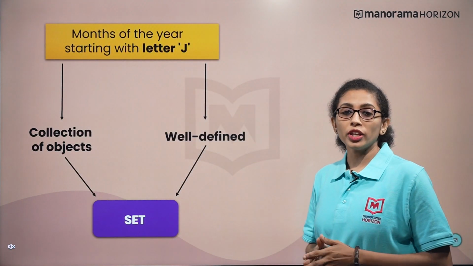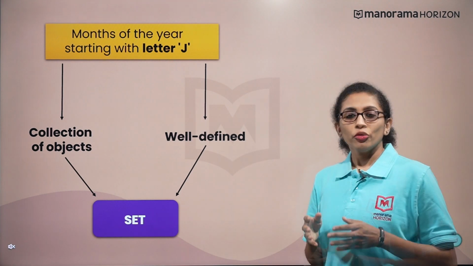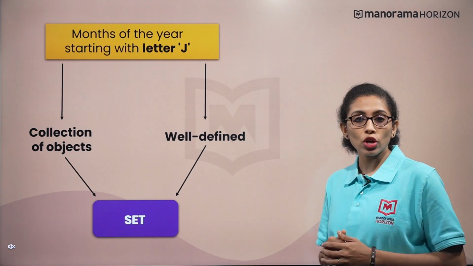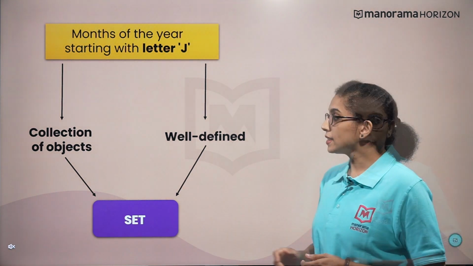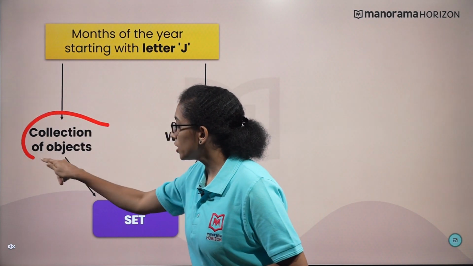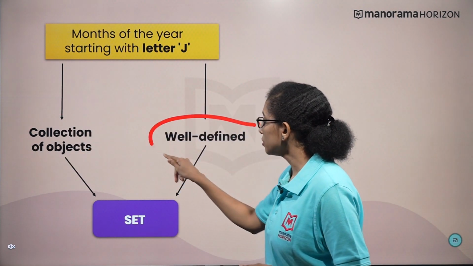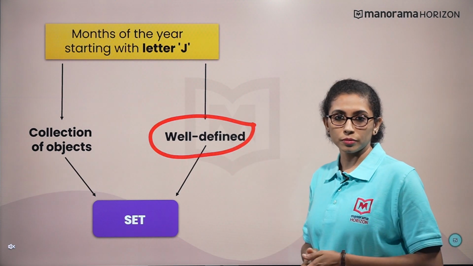Consider the months of the year starting with letter J. Is it a set? When you get a question to identify whether a given collection of objects is a set or not, ask yourself these questions. Is it a collection of objects? Is it well defined? Let's check these two things.